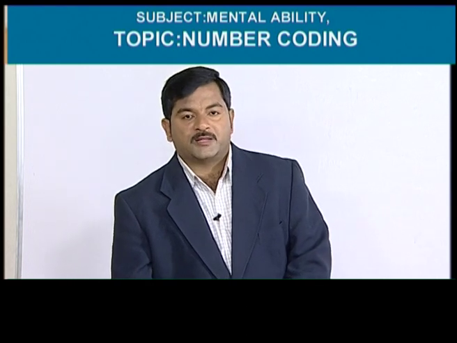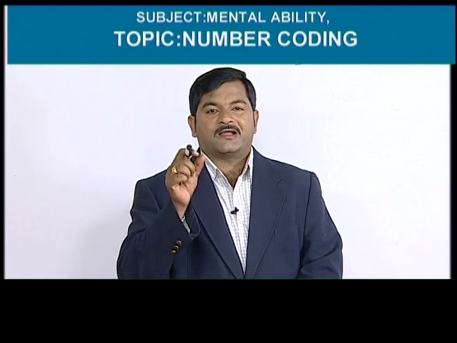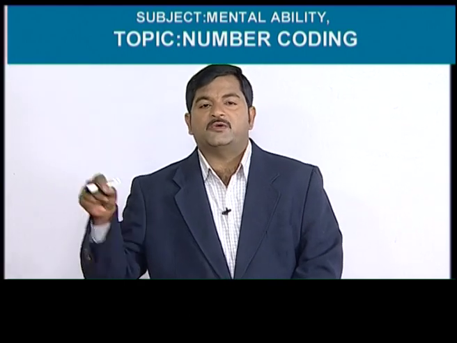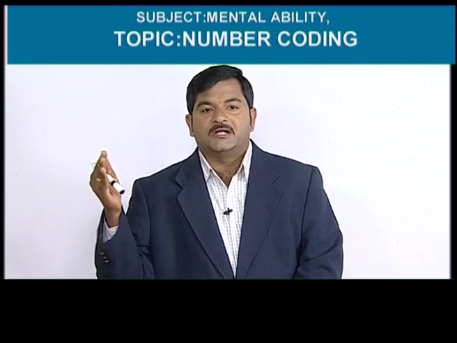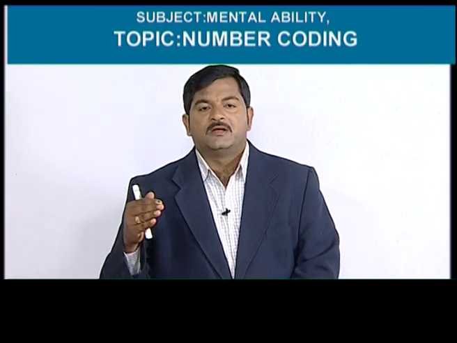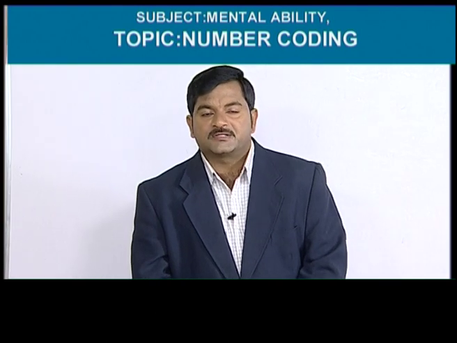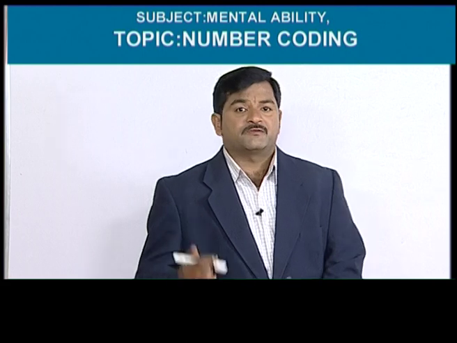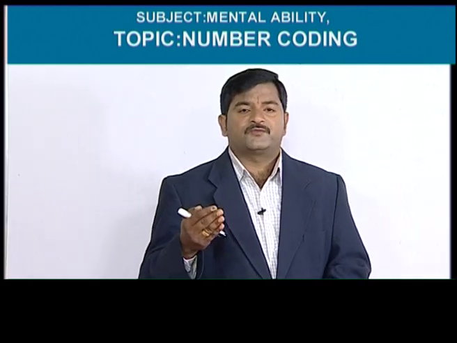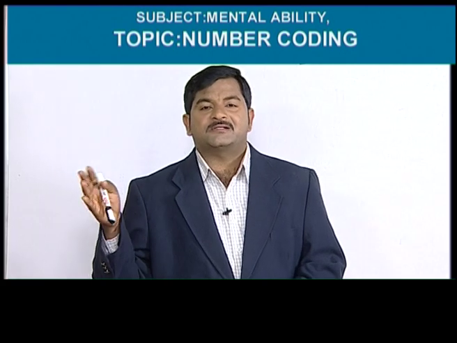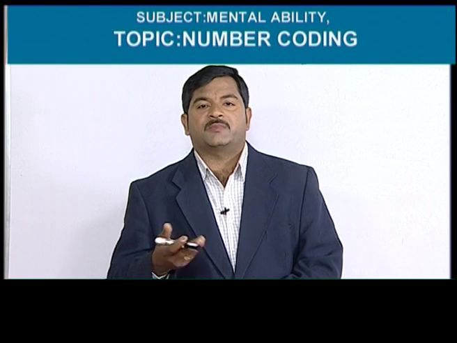In number coding we have different types. Number coding means that for an alphabet there must be a numerical number. For example, the alphabets are A to Z, and for A to Z a numerical number must be assigned. Let's say A means 1, B means 2, C means 3, D means 4 and so on. If numbers are assigned like this, that kind of coding is called number coding.